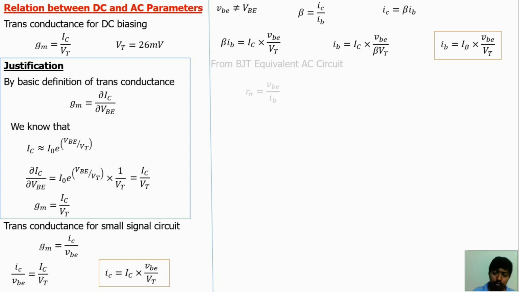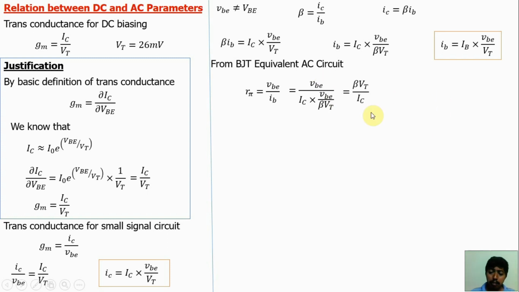Now from the equivalent circuits, what is r pi, resistance? By the AC circuits, the resistance r pi is equal to voltage vbe by ib, because voltage across the resistor is vbe, current flow through the resistor is ib. Now substitute this ib value in this equation, we will get vbe by ic into vbe by beta VT. Now vbe we cancelled, we will get beta VT by IC, or otherwise VT by IB. Resistance is equal to voltage by current. So VT, thermal voltage, by IB. This is the relations between the AC and DC parameters.